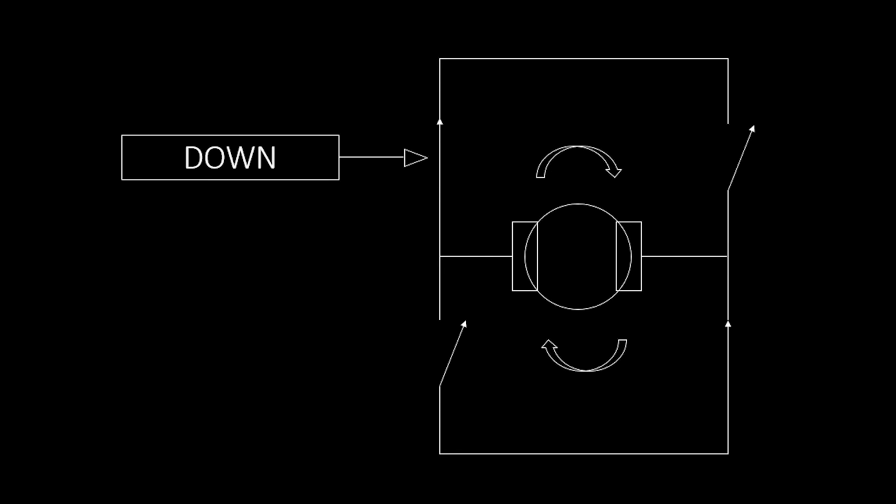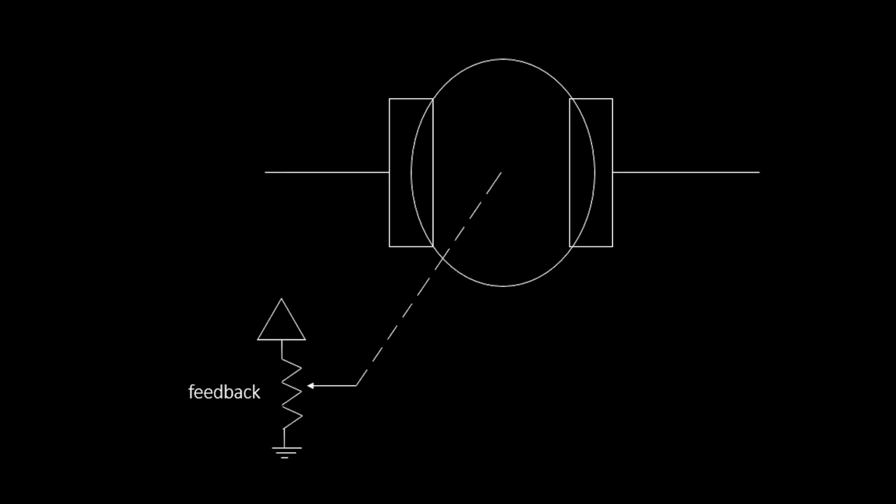When the down signal is input, these 2 switches are opened, and the 2 allowing current to flow across the DC motor in the opposite direction are closed. This lets the current reverse the direction of the motor accordingly. This subsystem also produces the feedback signal that was fed into the microprocessor.